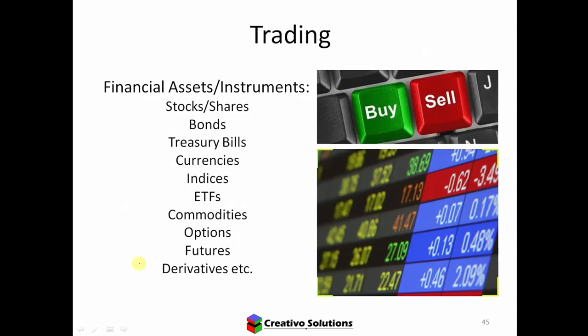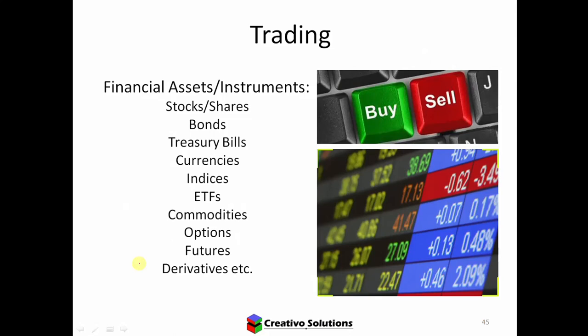The markets have become very sophisticated. You have a whole host of different assets that you can purchase. You can buy stocks or shares. You can buy bonds, treasuries, currencies, indices, ETFs, commodities, options, futures, and many, many other derivatives.